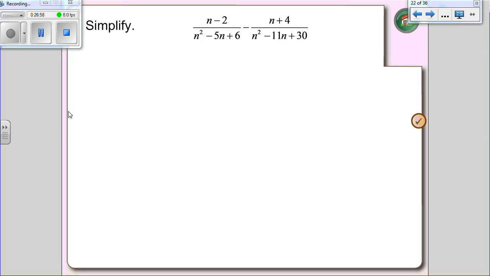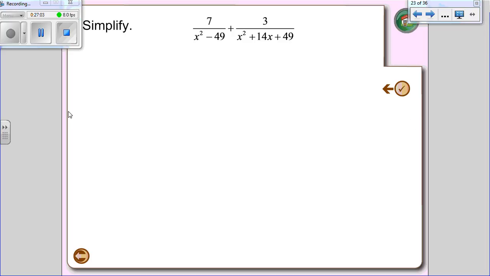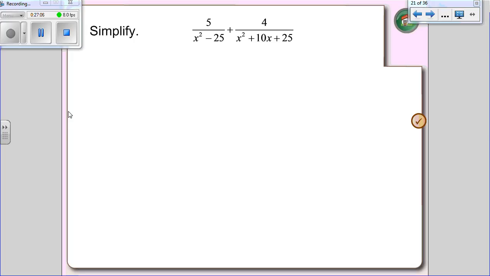So the very first step is always the same thing. Factor. You got to factor. So if I factor this thing, it becomes 5(x plus 5)(x minus 5) plus, the other one's going to become 4(x plus 5). Again, it's probably wise to just have some paper on the side to be able to do that factoring and keep it all clean.